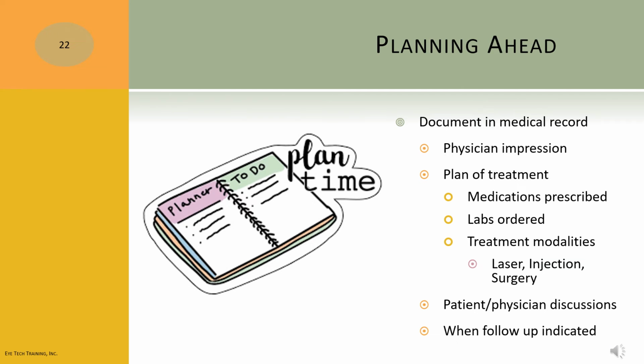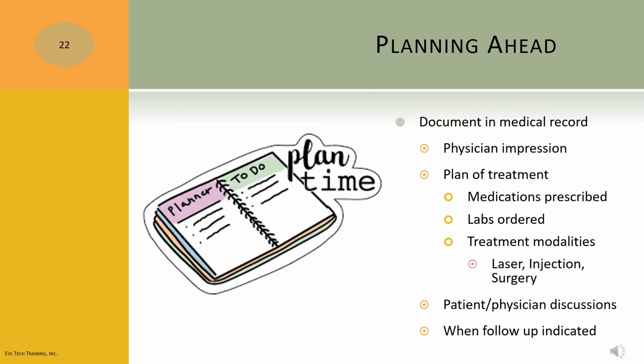One role that the scribe definitely fulfills is that of the planner. The scribe's main function is to document all of the following into the medical record. The physician impression. This is the list of diagnoses that the physician has come up with based on the exam findings. The plan of treatment. This includes medications that have been prescribed, labs to be ordered, and any treatment modalities that the physician recommended, including lasers, injections, and/or surgery. Any and all patient and physician discussions should be notated in the medical record.